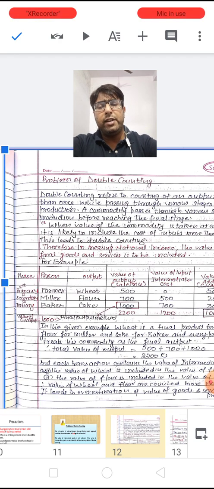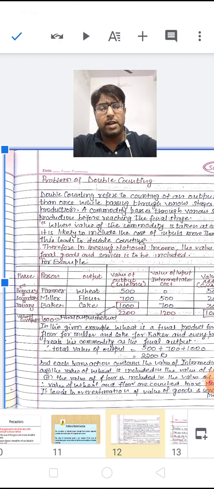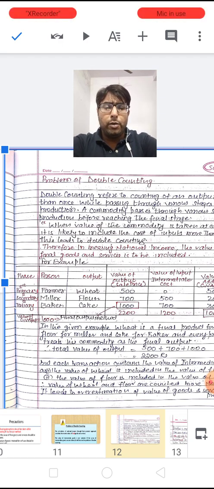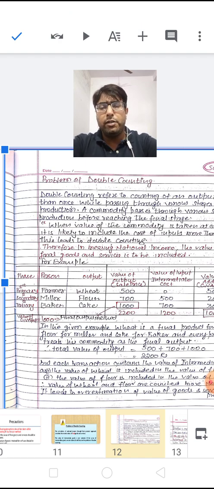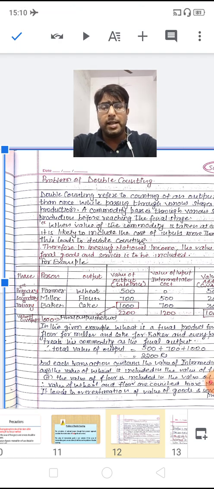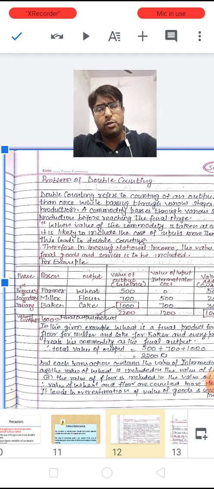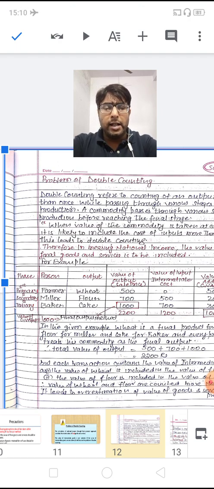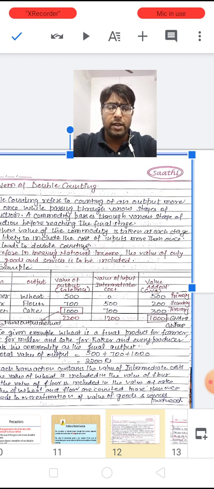On the left hand side we have taken the phases, the various phases. Now at right we are taking the output produced, the value of output, I mean the sale price, the value of input, I mean the intermediate cost, I mean the value of raw material which has been purchased by the various sectors in producing another commodity, and next is the value added by each and every sector, and at last on the very right hand side I have taken the value added.